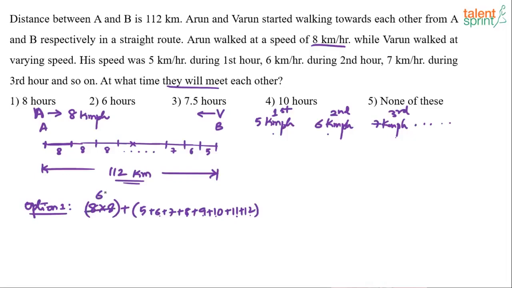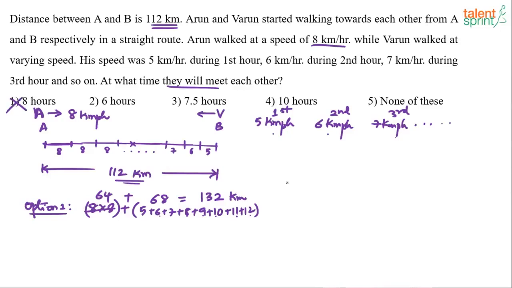So 8 into 8 is 64. Right, look at this. 5 plus 6, 11 plus 7, 18 plus 8, 26 plus 9, 35 plus 10, 45 plus 11, 56 plus 12, 68. 64 plus 68. How much is 64 plus 68? 64 plus 68 is 120 and 12, right? 132. They have covered 132 kilometers. So immediately, see, option 1 is not the answer because in 8 hours, they were supposed to cover 112 kilometers. But if you run for 8 hours, they are covering 132 kilometers. So option 1 is not the answer.